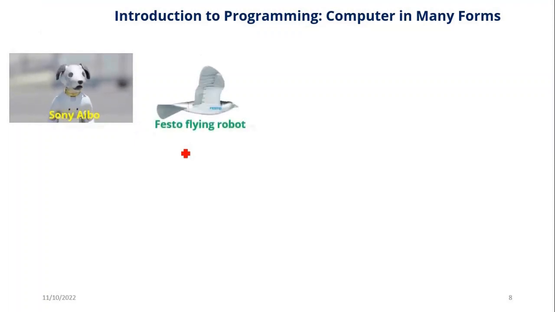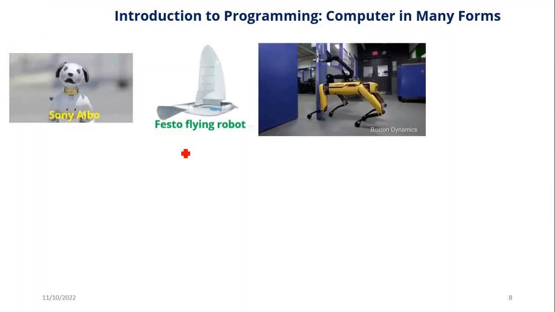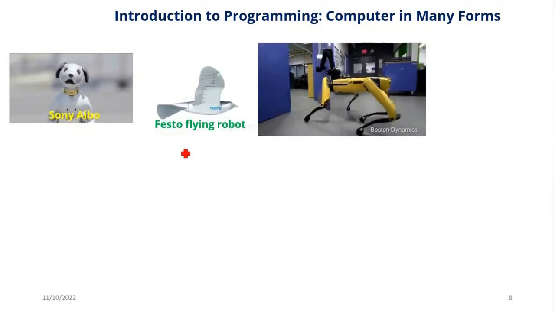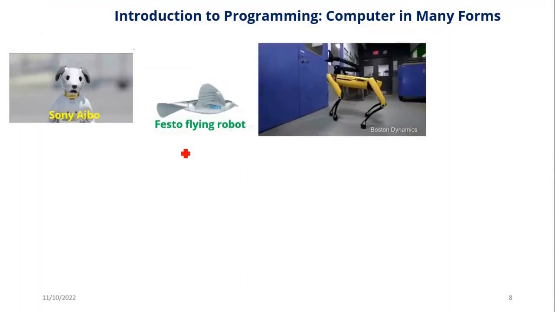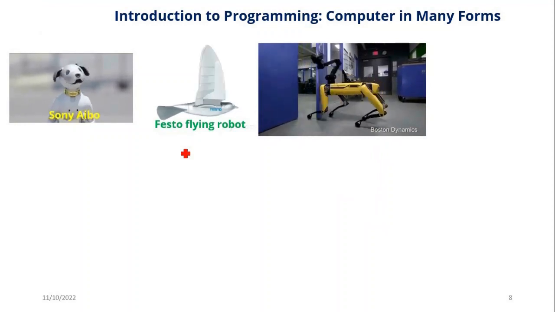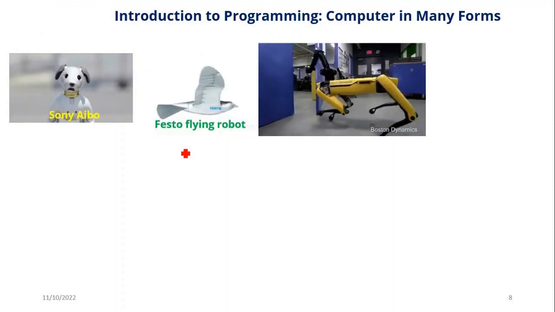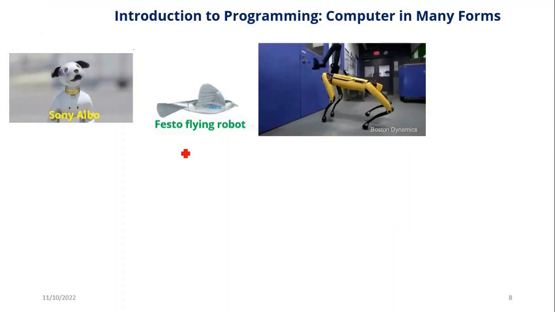This is the Festo flying robot, which is actually a computer with sensors and actuators connected to it to enable it to fly like a real bird. This is the Boston Dynamics Spot robotic dog. Just take a time to see its behavior. Quite intelligent behavior. I don't think there are less than 2 computers in any one of these robots. And a lot of programming goes in there to make it work.